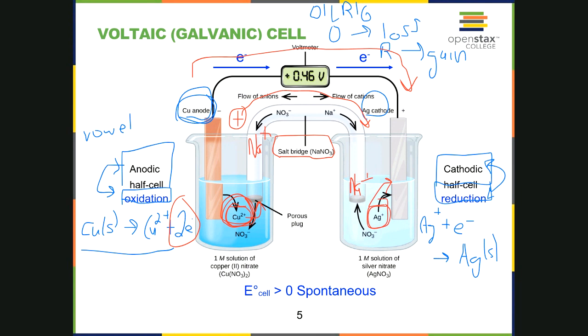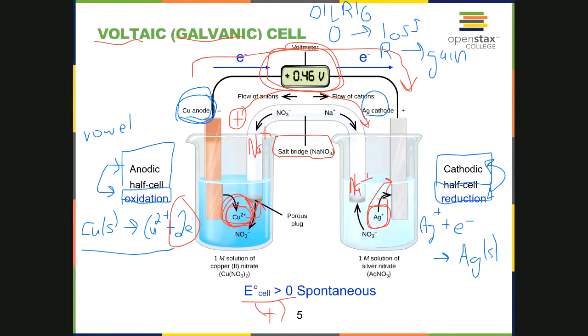Let's see, one more thing, and that is this electrical potential that we see at the top here, the positive 0.46 volts. The potential should always be positive. It should always be greater than 0 for a voltaic cell or a galvanic cell. It means the same thing.